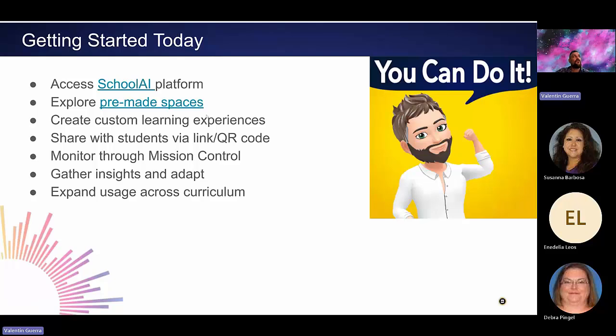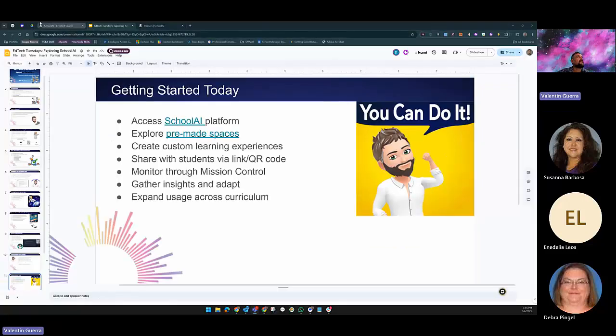We're going to explore first the pre-made spaces, then create a custom learning experience. Then I'm going to show you how you can share it, either in your Google Classroom or by putting a QR code in your class if you want them to scan it. This is specifically for those with students in kinder, where we have iPads and they can just scan it with the camera. Then we'll go through Mission Control so you can see how everything is happening and get that feedback to your students automatically. So I'm going to stop this here and go live into School.AI.